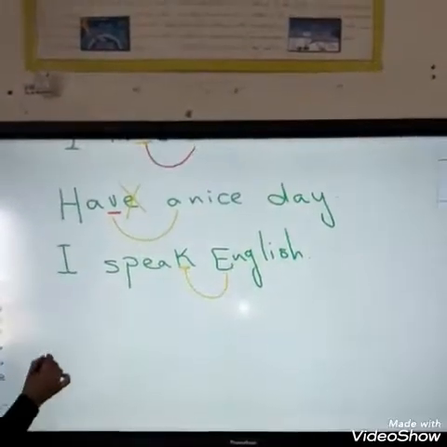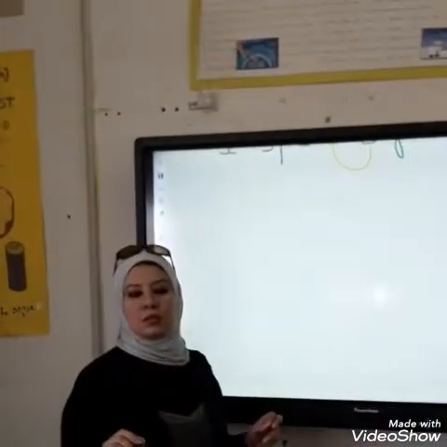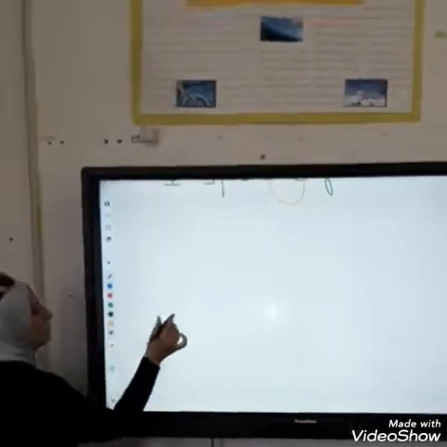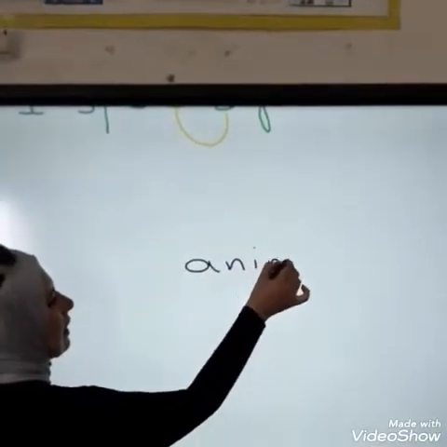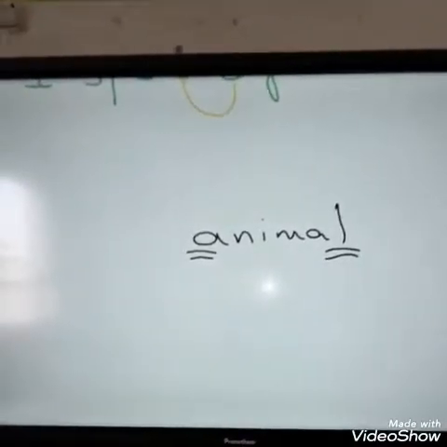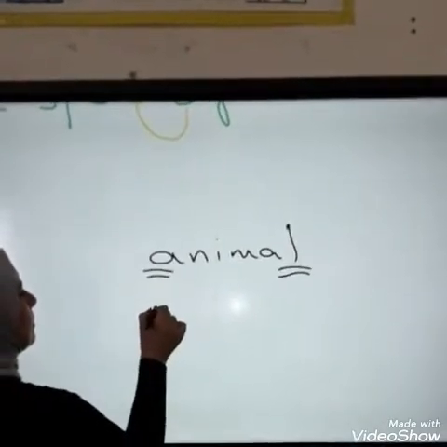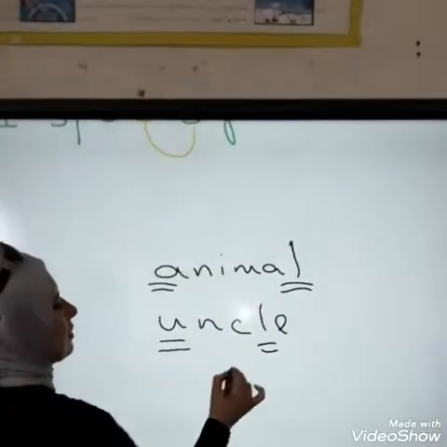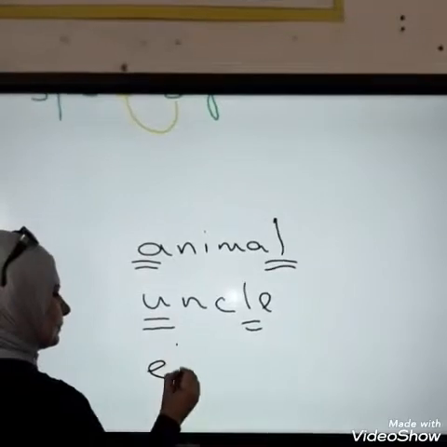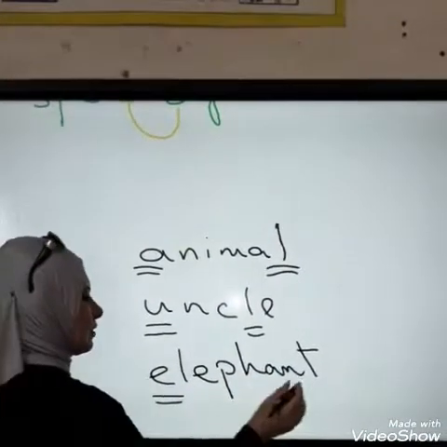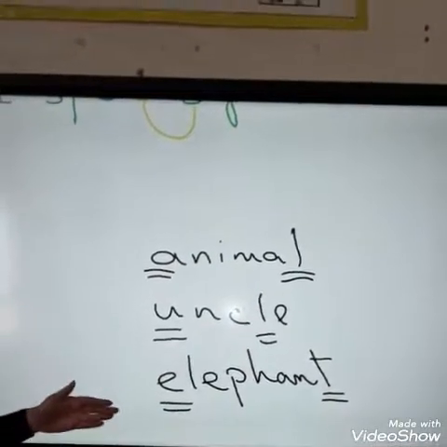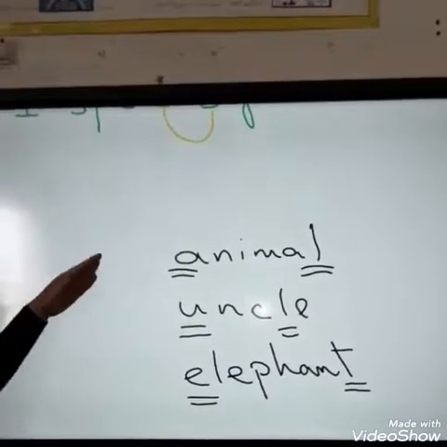Now let's think of a countable noun. A countable noun that begins with a vowel and ends with a consonant, like animal. It is a countable noun, starting with a vowel, ending with a consonant. What else? Uncle, starting with a vowel, ending with a consonant, because the E is silent in this word. Elephant. Okay? Animal, uncle, elephant.